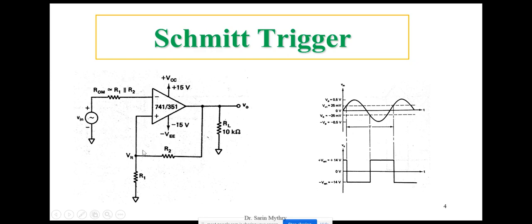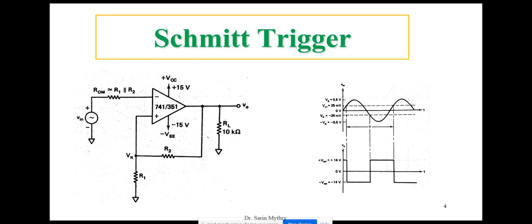Your Schmitt trigger is a positive feedback inverting comparator which can change any kind of irregular shaped input signal into a square wave or pulse signal. So that's why we call this circuit a Schmitt trigger. It also has another name: the squaring circuit. Now let us get into this circuit.